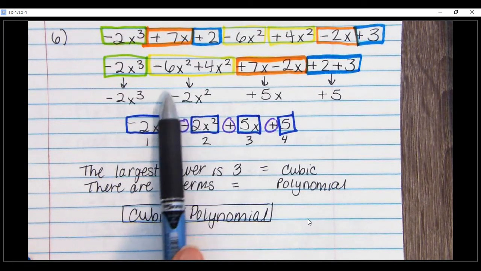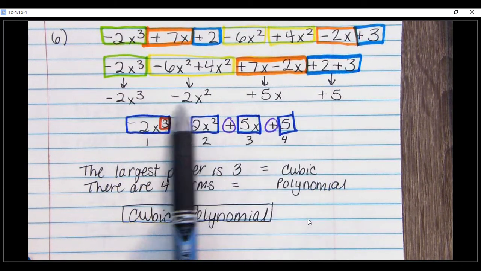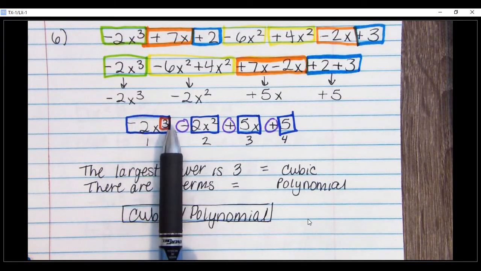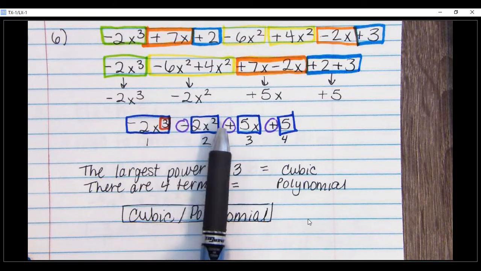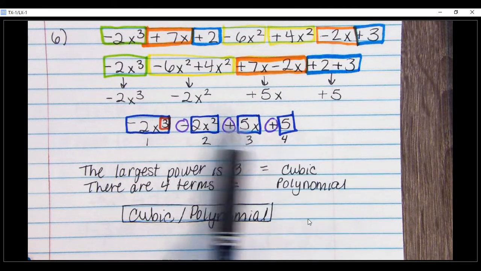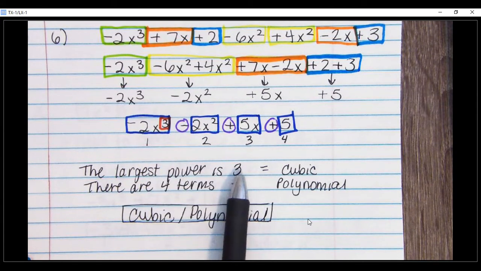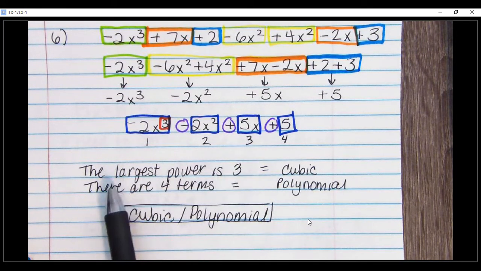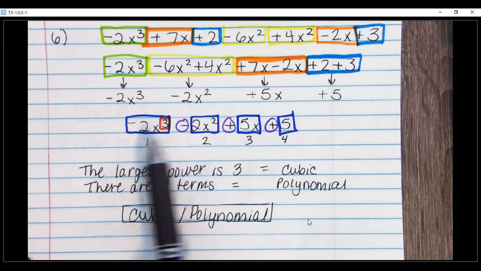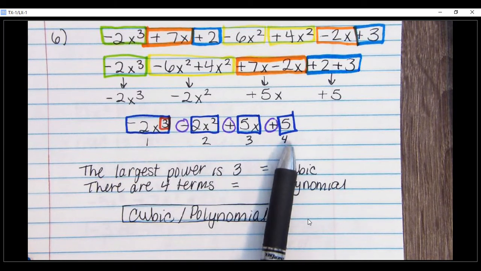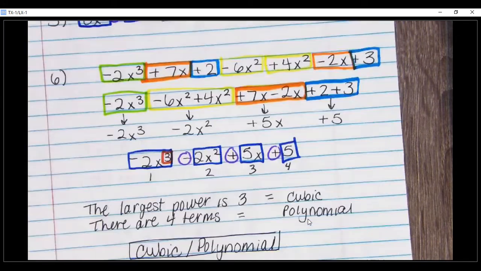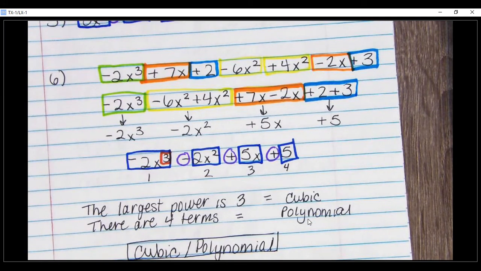Now that I have everything in the standard form where it's supposed to be, with 3 as the largest power, going down to no power at all, I can see that my largest power is 3. So that is called a cubic. And then I can see there are 4 terms. 1, 2, 3, 4. So that gives me polynomial. So this should be a cubic polynomial. So good luck. I know you can do this.